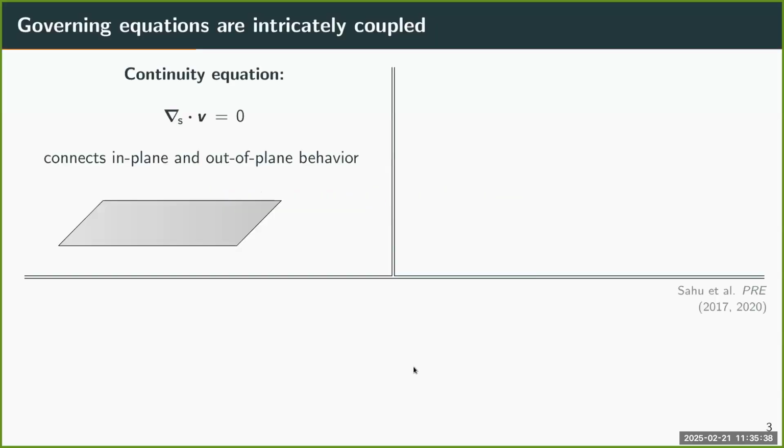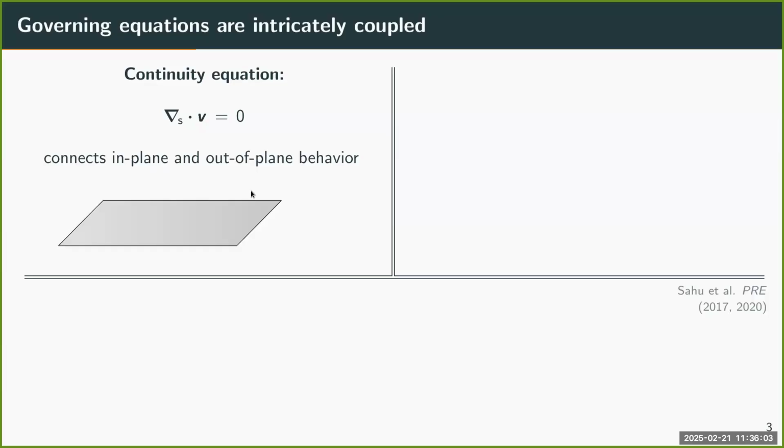The first thing we want to do is develop a theory that's able to capture all the complicated morphological changes that have been observed experimentally. I'm just going to go through the different equations that we use to describe these systems one by one. The first is the continuity equation, which is essentially a statement of local mass balance, which says that the surface divergence of the velocity field is zero. For surfaces, this connects the in-plane and out-of-plane behavior. Here we're treating the membrane as essentially area incompressible.